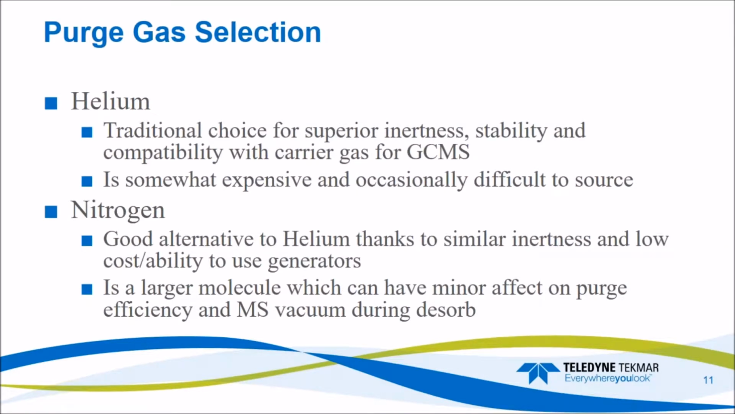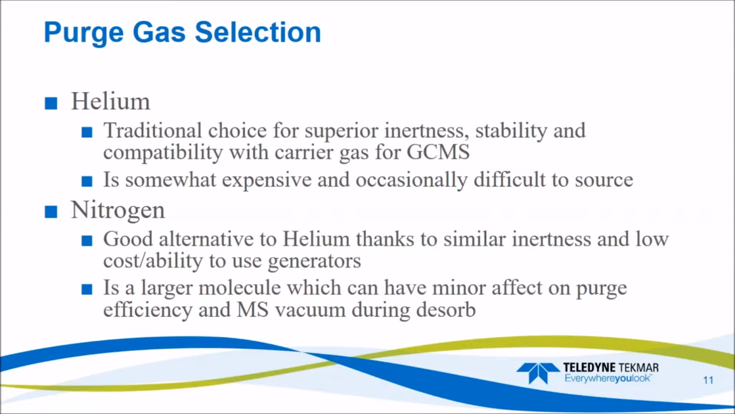So helium is the traditional carrier gas of choice because of its superior inertness, stability, and compatibility with GCMS. But it can be somewhat expensive and occasionally difficult to get. Nitrogen can be a good alternative to helium because of its similar inertness, low cost for cylinders, and it has the ability to be produced from a generator. And it's really easy to get 5/9 pure nitrogen gas.